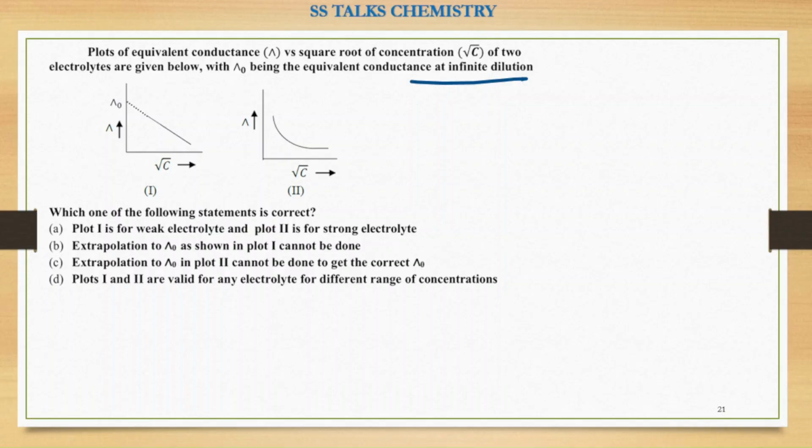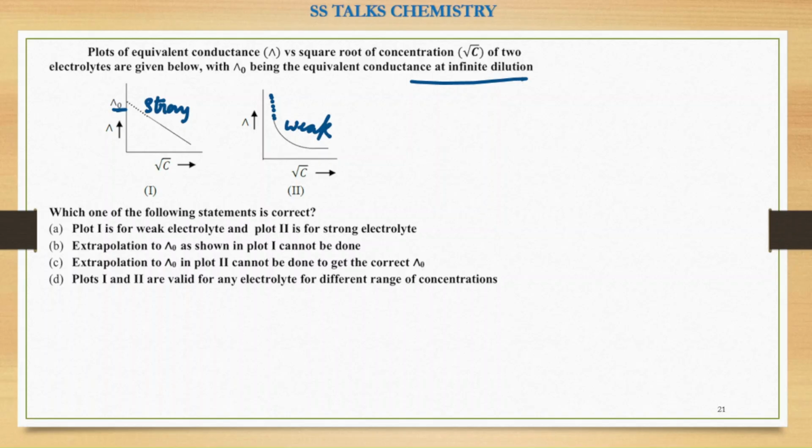So this is for the strong electrolytes. Extrapolation can be done and we can find the infinite dilution. But for the weak electrolytes, if you do the extrapolation like this, it's going to go in the parallel direction only. We cannot find the lambda naught at infinite dilution for this one. This is for the weak electrolytes.